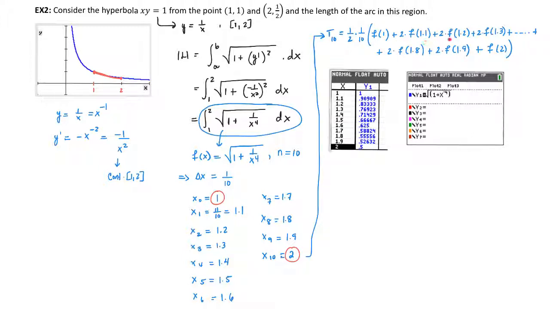So when I carry on all of these additions and multiplications and so forth, if my calculations were correct, if I were careful inputting this into my graphing calculator, I am going to get that T sub 10 is approximately equal to 1.156. So then I conclude that the arc length, which is the integral from 1 to 2 of the square root of 1 plus 1 over x to the fourth dx, is approximately equal to 1.156.